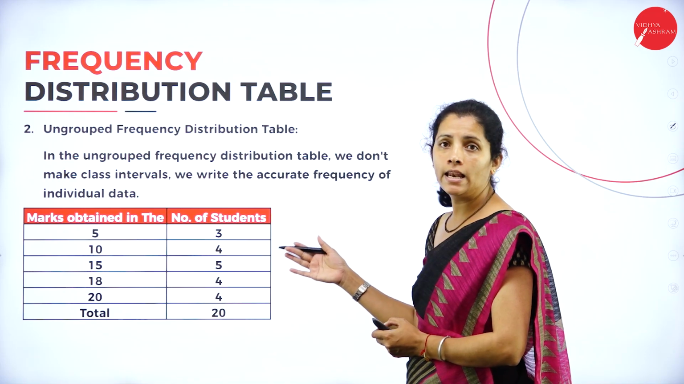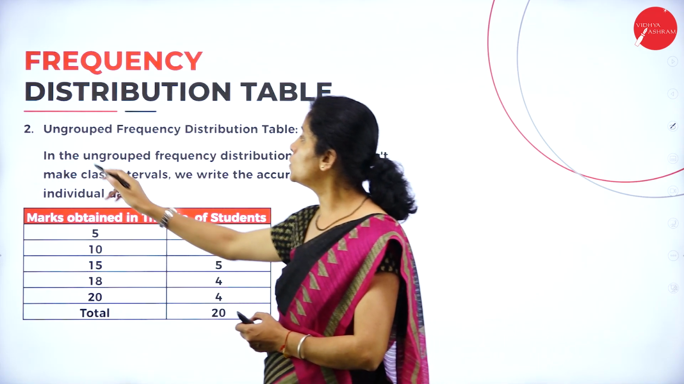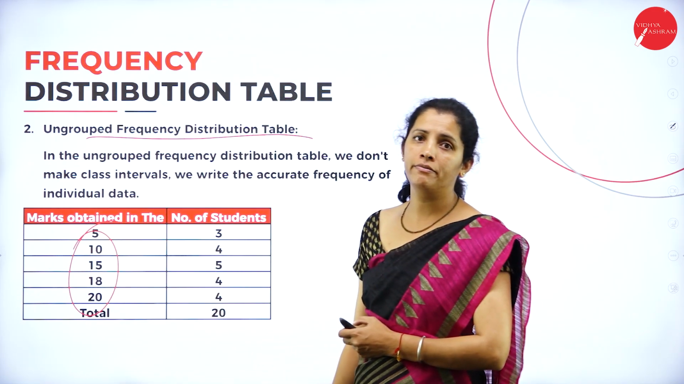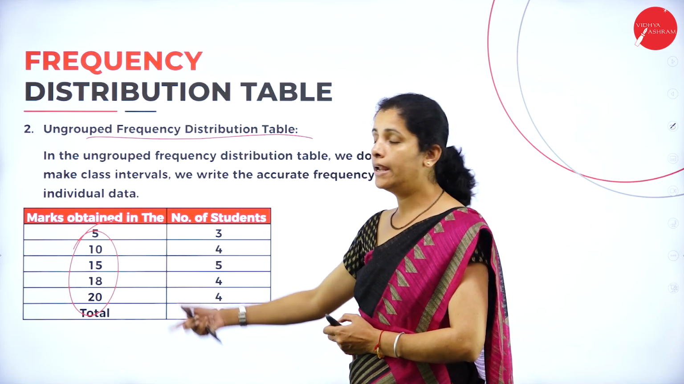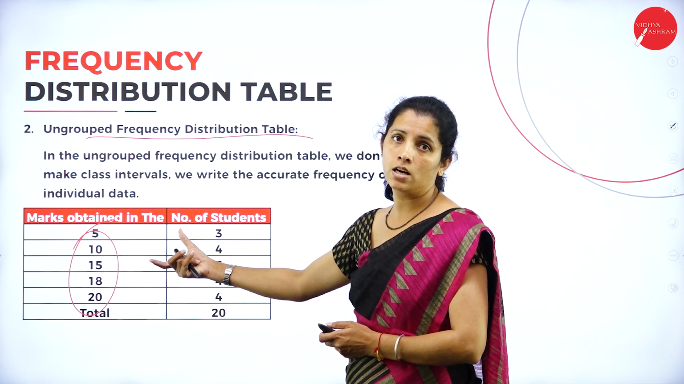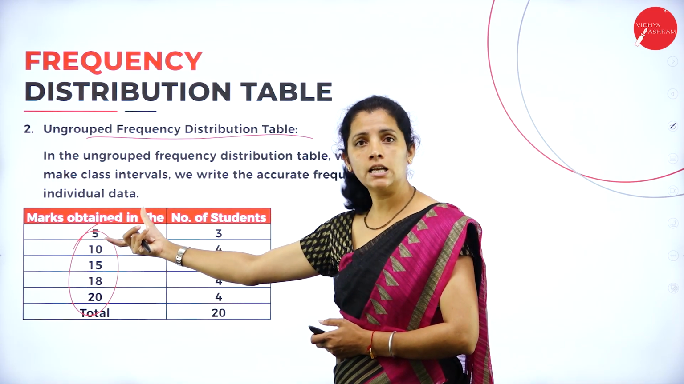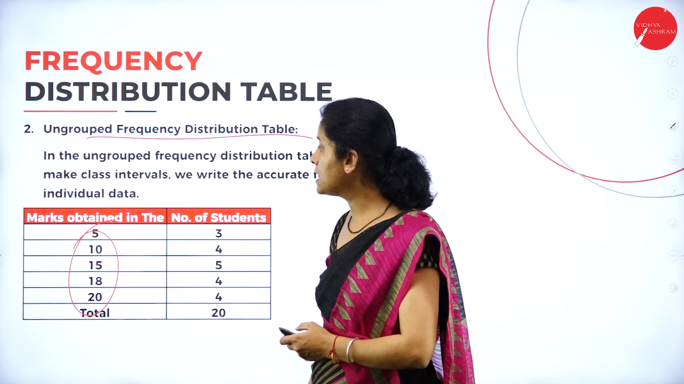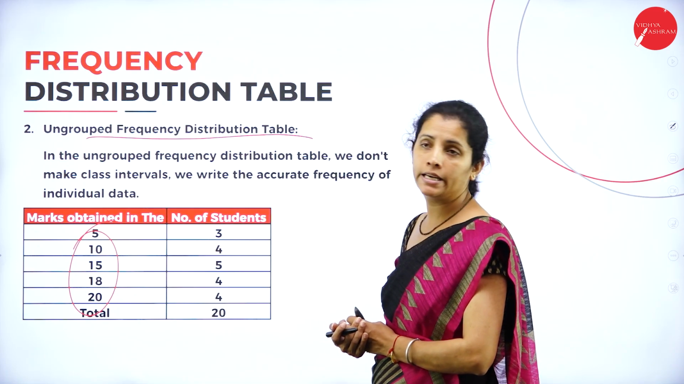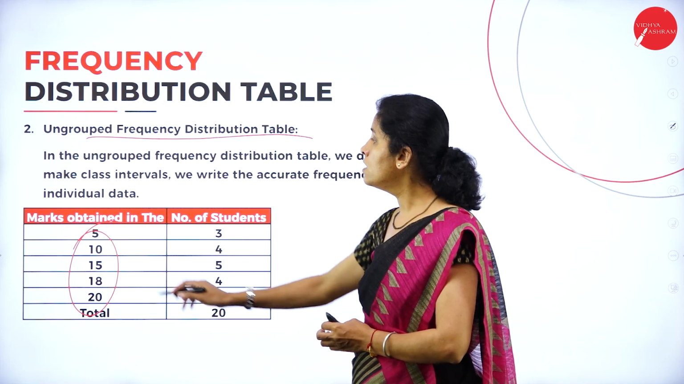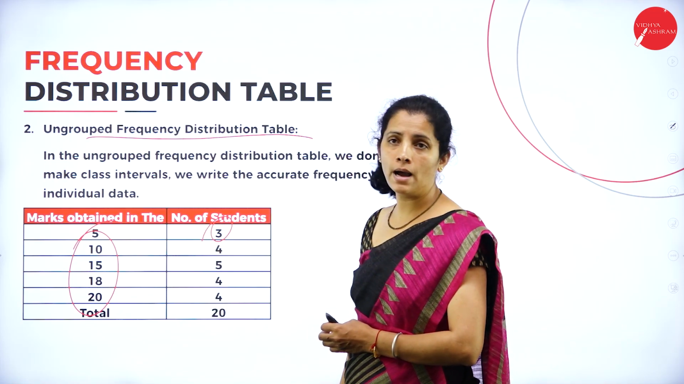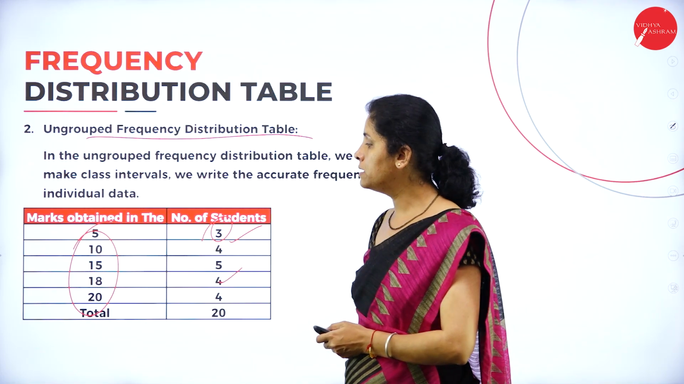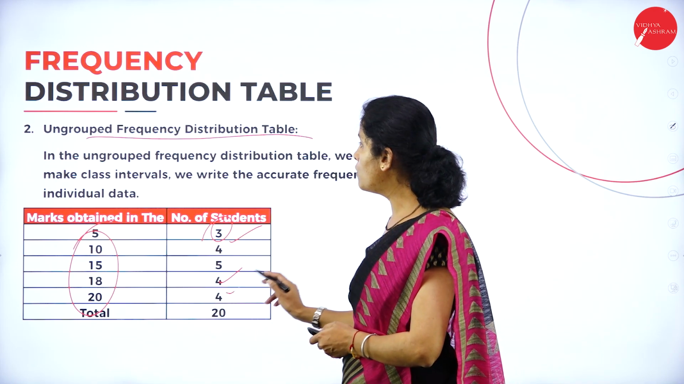Now, this is another table for ungrouped frequency distribution. See here, all the values are different, in the sense this data does not come under grouped data. So I don't have any class interval and I don't have any range. Here I have the marks 5, 10, 15, 18 and 20. So 5 marks scored by 3 members, 10 marks 4 members, 15 marks 5 members, 18 marks 4 members, as well as 20 marks 4 members.